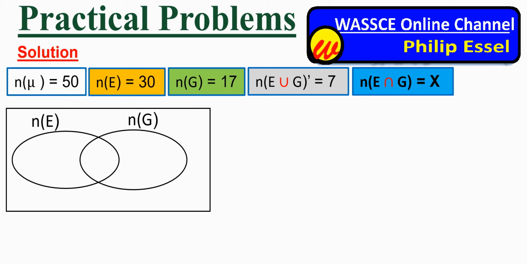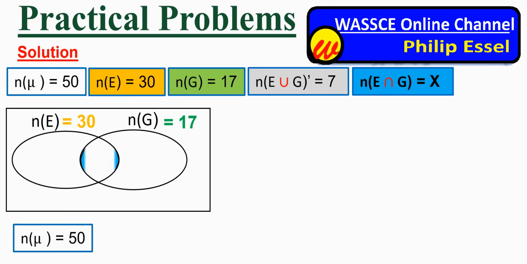So we first write the total number of students in the class by the Venn diagram. 30 students read economics, so we will write that down. 17 students read government, so we would write it down in the Venn diagram. x students read both economics and government, so we would write that also down at the point of intersection. Remember, if you have both, then it should be intersection. That's the intersection region.